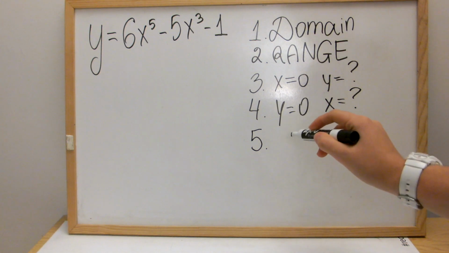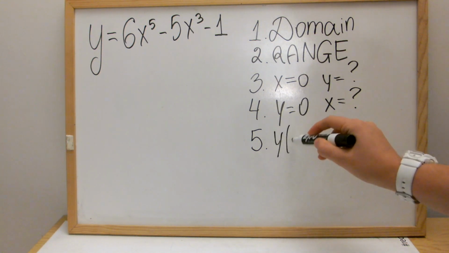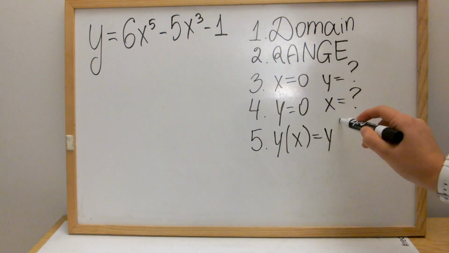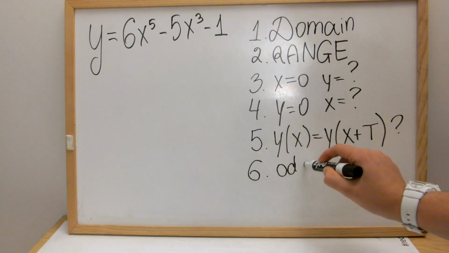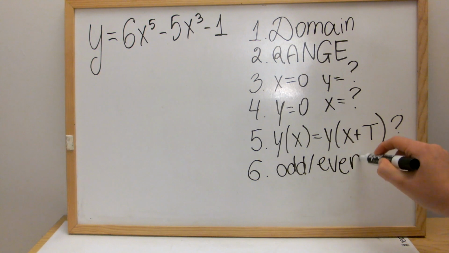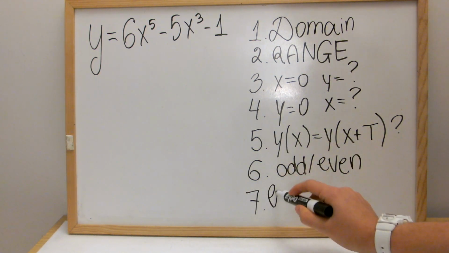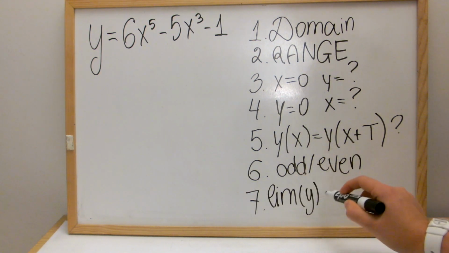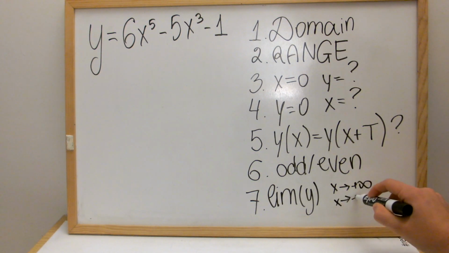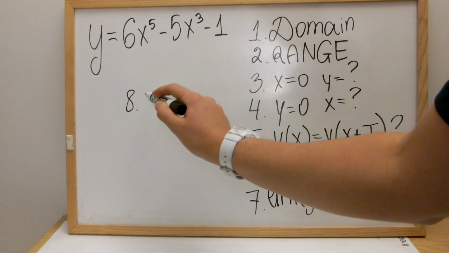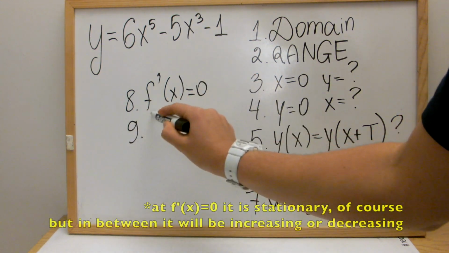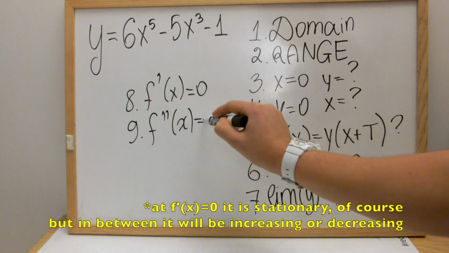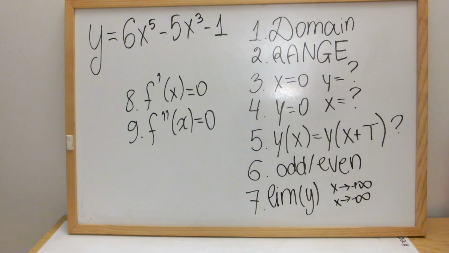The next two are also very quick checks. For example, is y a periodic function? Is y of x the same as y of x plus some period? And also, is y an odd or even function, based on the definitions that we discussed in the beginning of this video. We can also look at what happens in the limit. Where does the function tend as x tends to plus infinity or minus infinity? Another interesting thing is when the first derivative is 0, this will give us the points where the function behaves as increasing or decreasing, and when the second derivative is 0, that is concave or convex behavior.